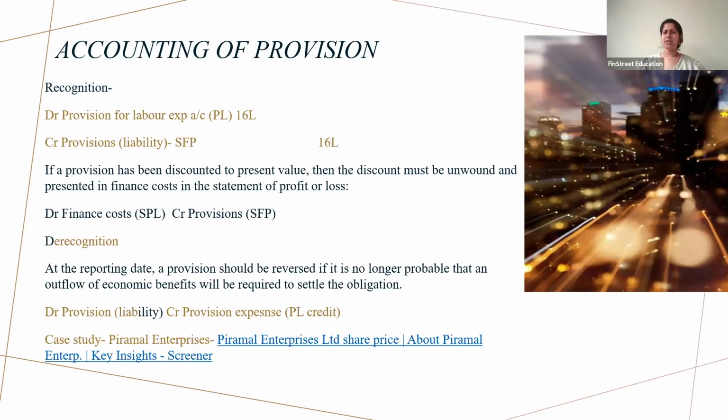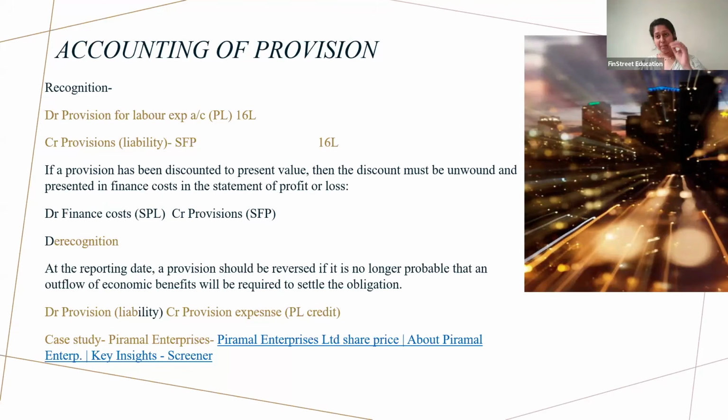Okay. How to account for a provision? Again, very basic. Let us quickly run through it. Now, if it's a provision for labor expenses, then we go into the P&L and record it as a debit. I've taken an example of 16 lakhs, and correspondingly, as we know, it's a dual effect. So we record a liability in the financial position of 16 lakhs, correct?